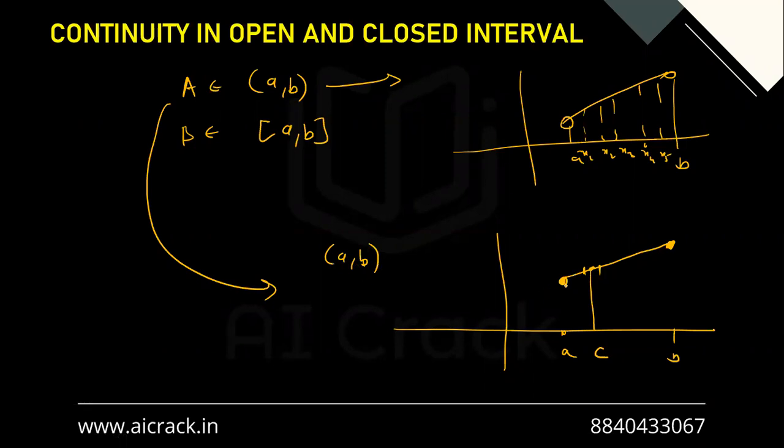Along with that, we have to check the left hand continuity over here and the right hand continuity over here, because over here the left hand side is not being defined, and over here the right hand side is not being defined. So at point A, we have to look at the right hand continuity. At point B, we have to look at the left hand continuity, right? To check whether this function is continuous at A and B or not.